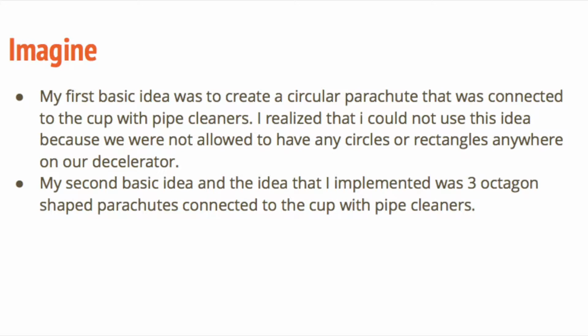The second step of the engineering design process is to imagine. My first basic idea was to create a circular parachute that was connected to the cup with pipe cleaners. I realized that I could not use this idea because we were not allowed to have any circles or rectangles anywhere on our decelerator. My second basic idea, and the idea that I ended up implementing, was 3 octagon-shaped parachutes connected to the cup with pipe cleaners. And this is just the brainstorming phase, nothing detailed.